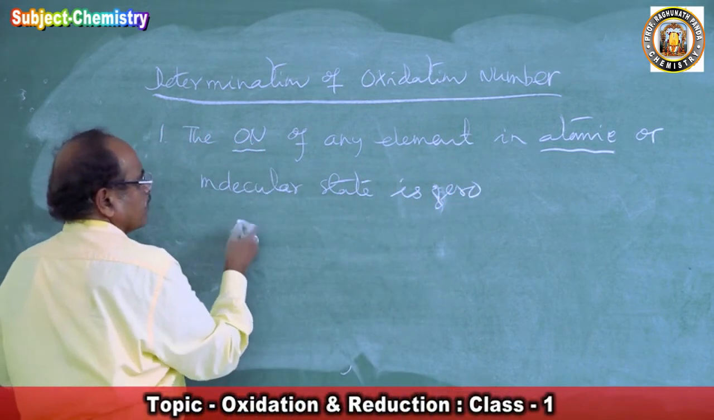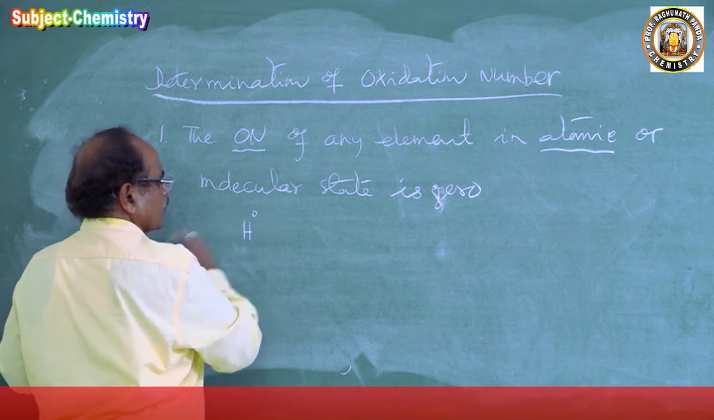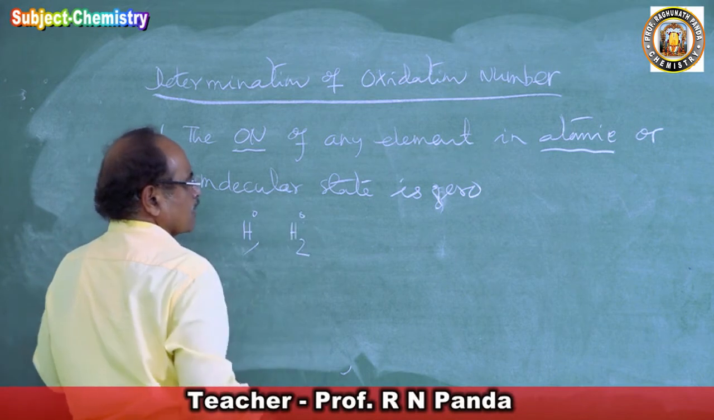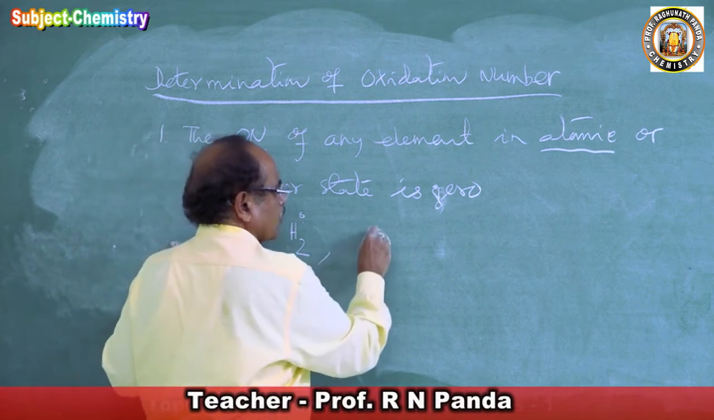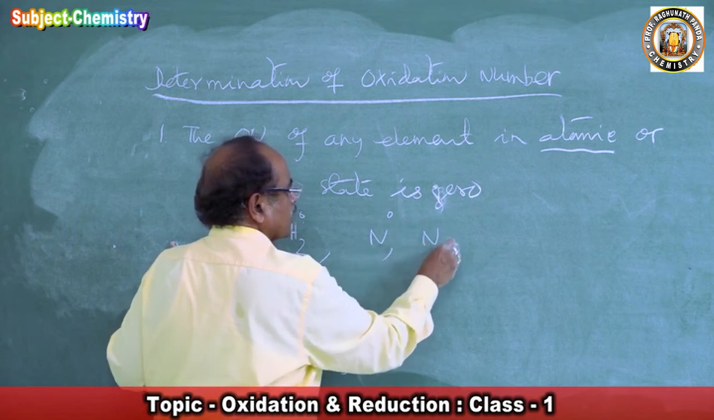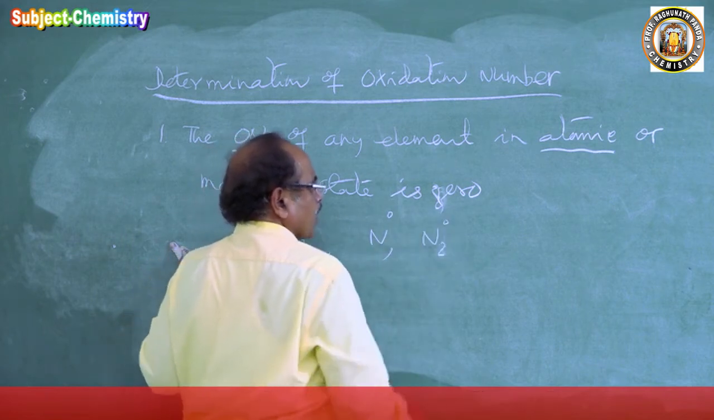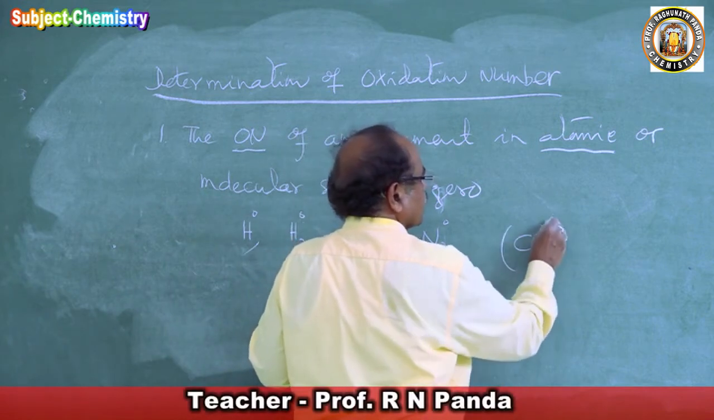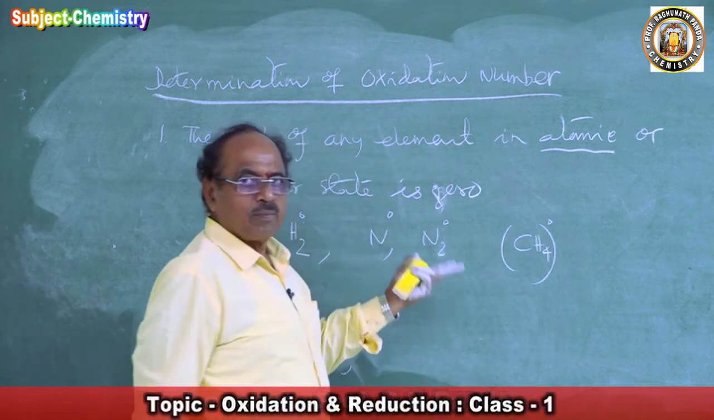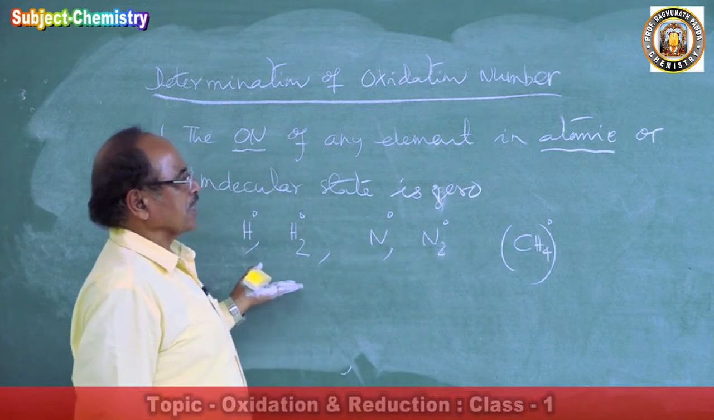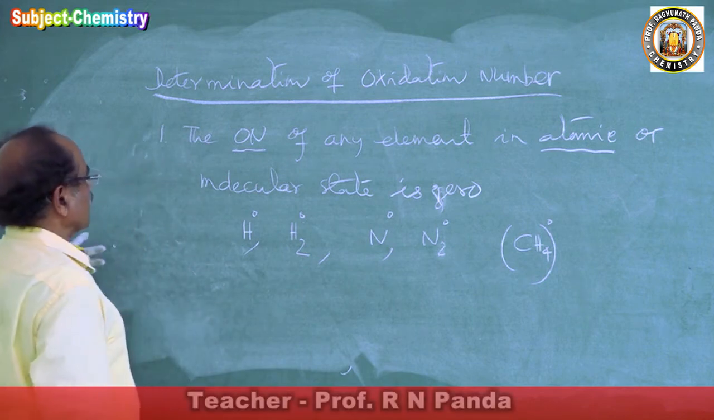For example, you have hydrogen, oxidation number is 0. Hydrogen atom, hydrogen molecule, the oxidation number is 0. You have nitrogen atom, oxidation number is 0. Nitrogen molecule, the oxidation number is 0. If you come to methane, the molecule, the oxidation number is 0. So in any atom, in its molecular state and atomic state, oxidation number is 0.